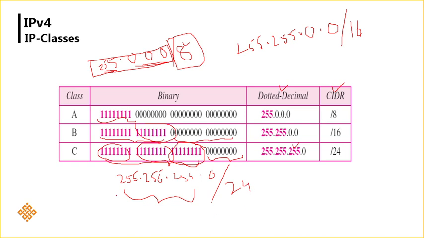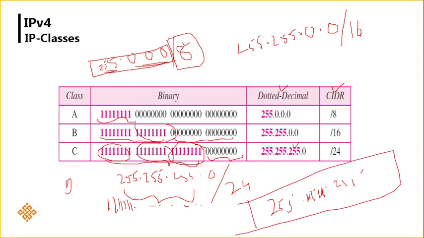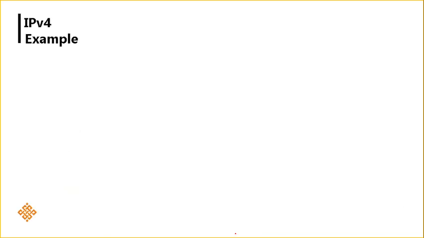And similarly, if you take class D, it is all ones. I told you there are no host IDs, all are network IDs. So it will be 11111111 dot, and like that all ones. You can represent the mask as 255.255.255.255. Normally class D is used for multicasting. There is no unicasting in class D.